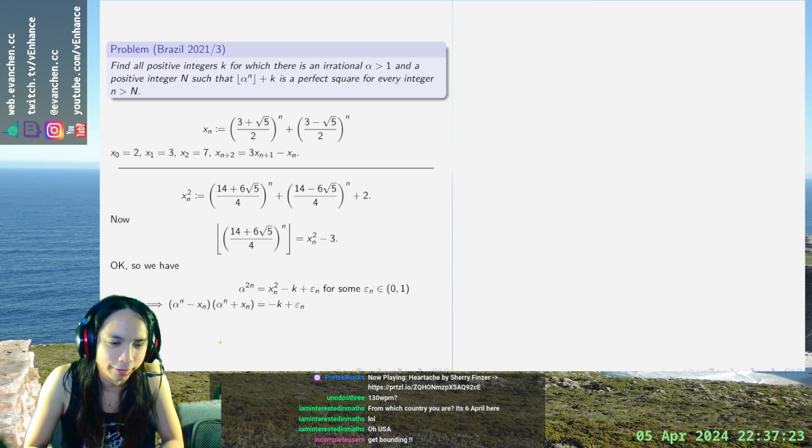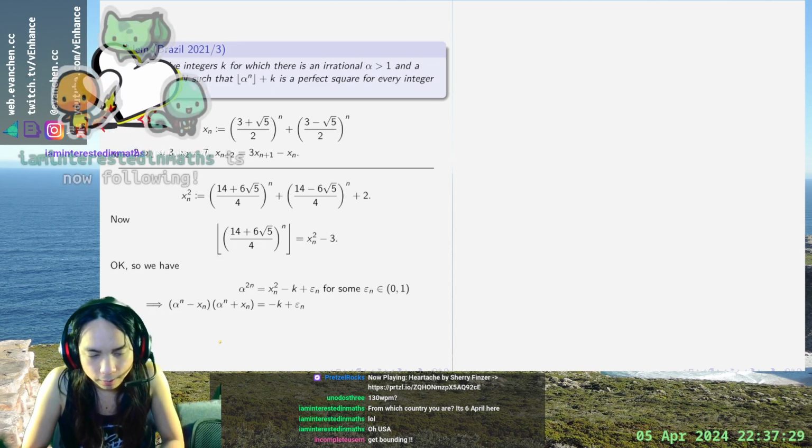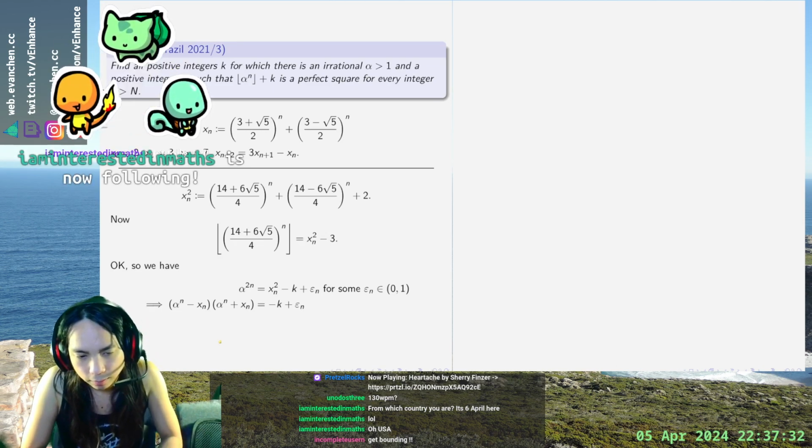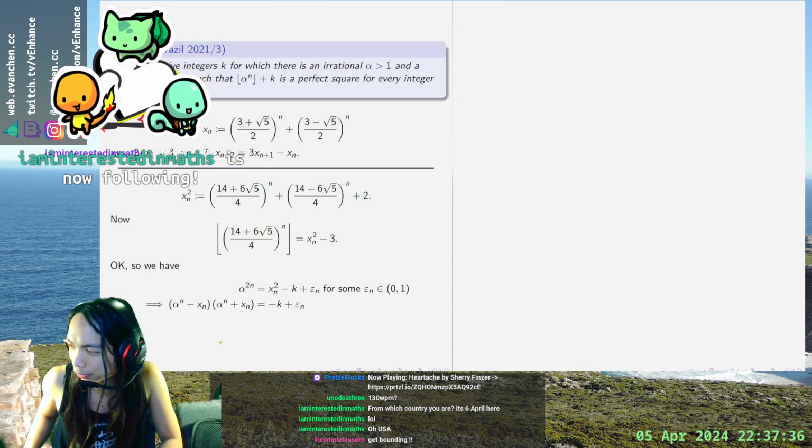I'm just going to write it up to 8 just so that I can see what's going on. This is like alpha to the 8n. Oh, no, sorry. Squares only go... Okay, I can't keep doing this because the squares only go up one step.